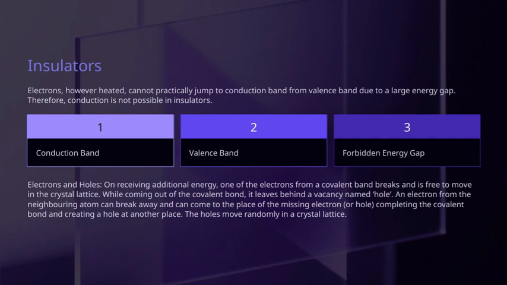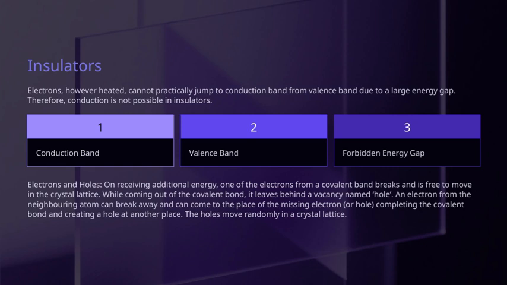Let's now look at the forbidden energy gap, which is a key concept in understanding insulators. As we move from the valence band, where electrons are normally present, to the conduction band, there's a significant energy difference called the energy gap. This gap is so large that, even if we heat the material, electrons in the valence band can't jump across to the conduction band easily. This large energy gap is what makes insulators poor conductors of electricity. Electrons remain tightly bound within their atoms, and very few, if any, can gain enough energy to move freely.